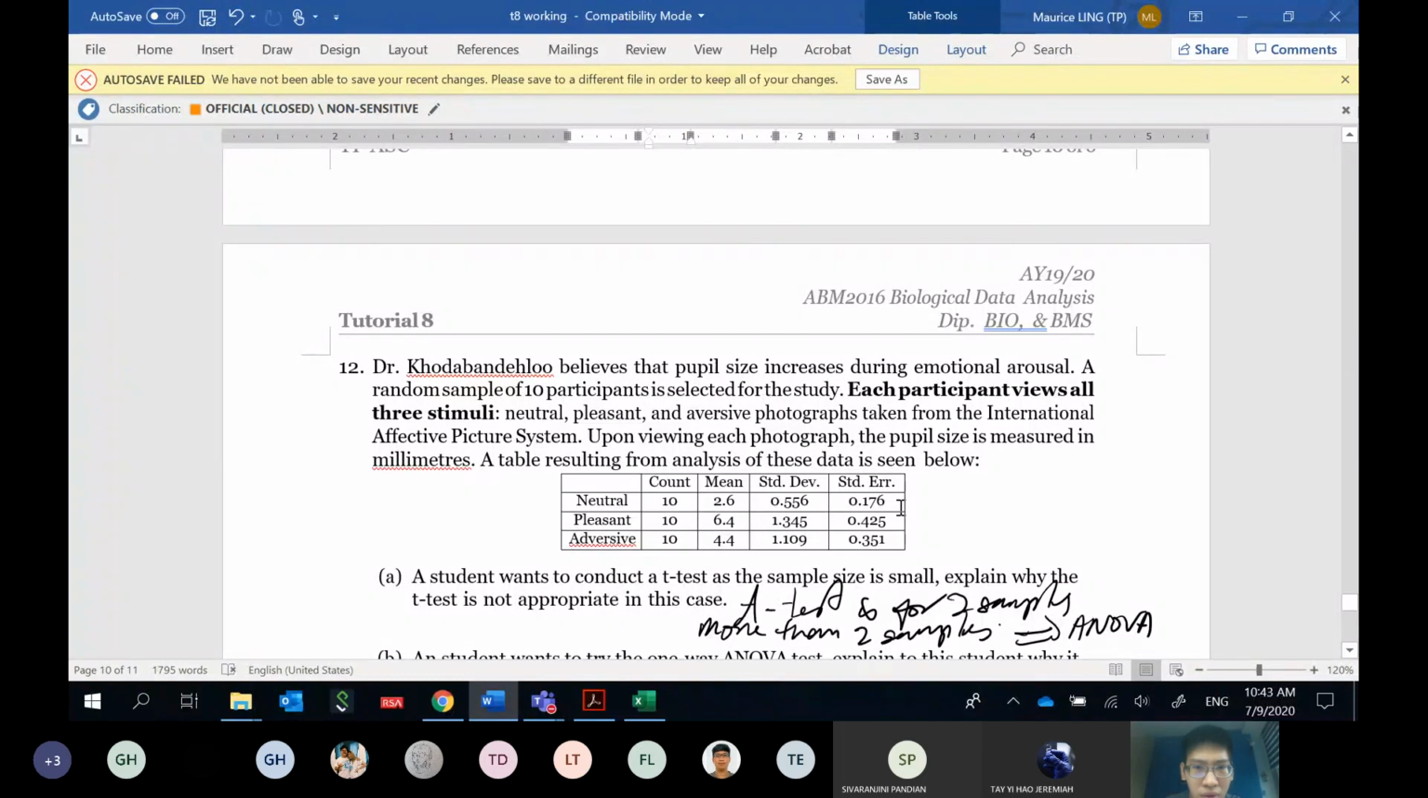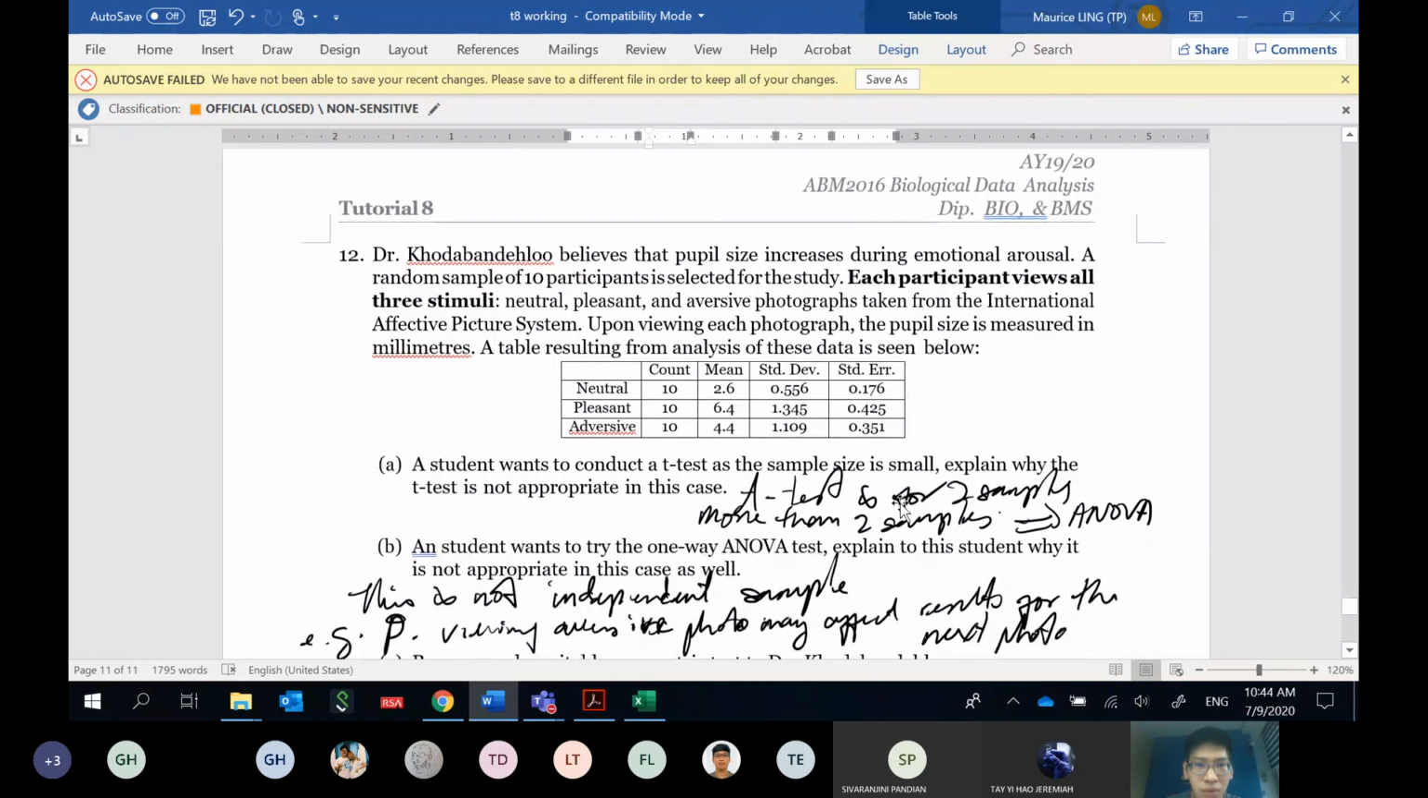But if you violate the assumption that the sample variances are equal, it is still not as bad as the samples not being obtained independently. So obtaining independently is critical for your ANOVA test. Otherwise, you're going to use repeated measures ANOVA. Then you come to normality, whether your samples are normally distributed. Only the third one, then you come to whether the variances are equal.